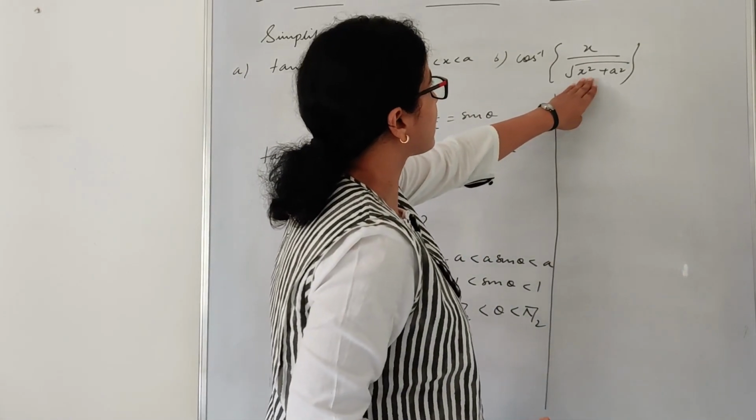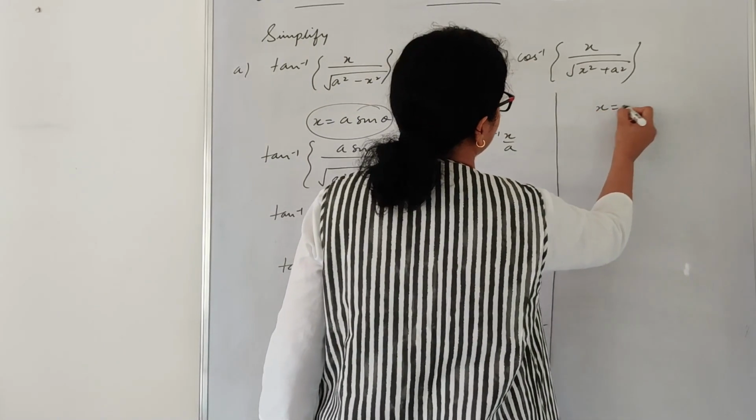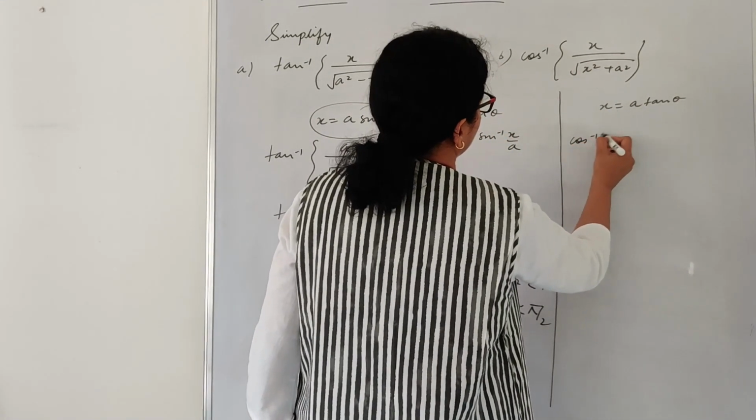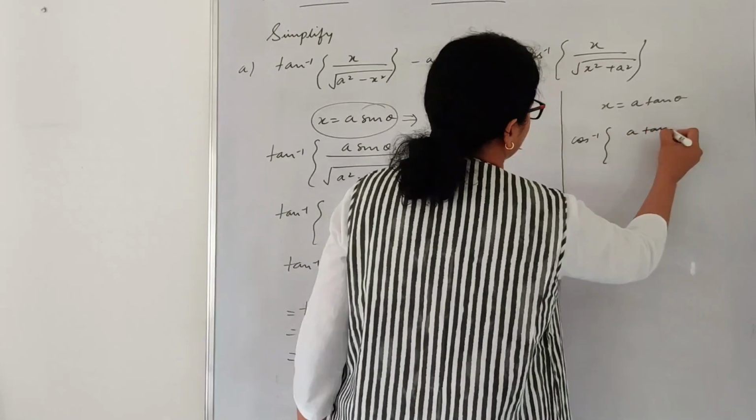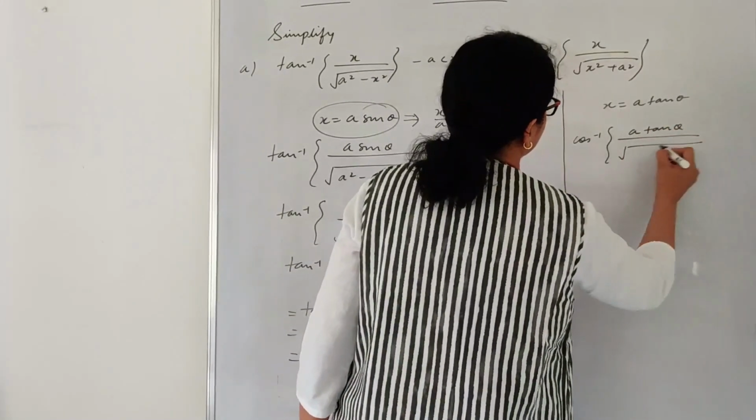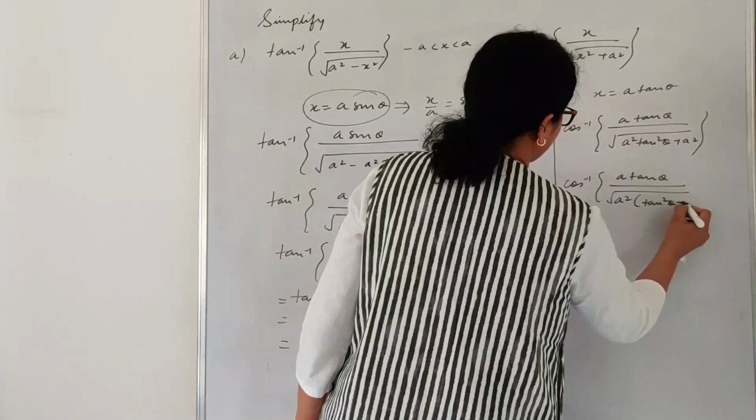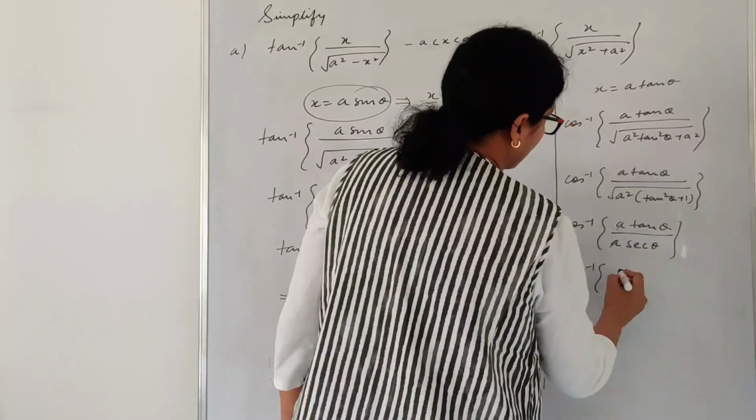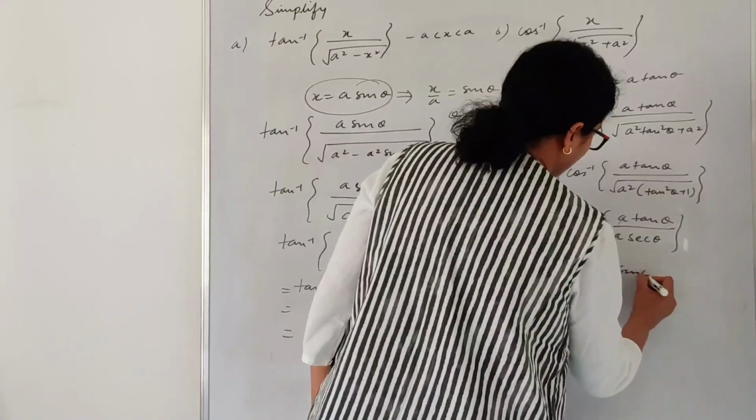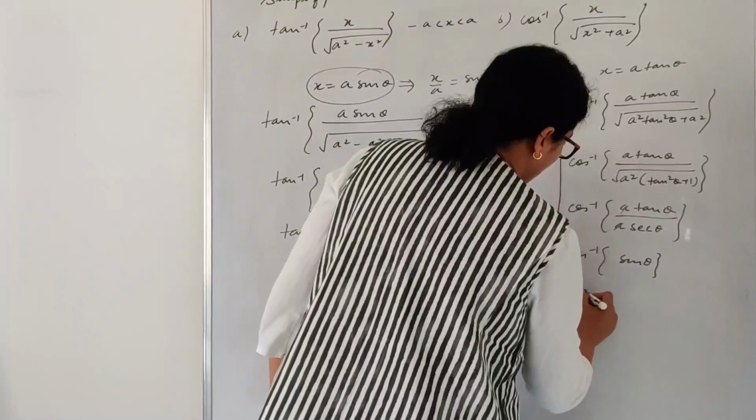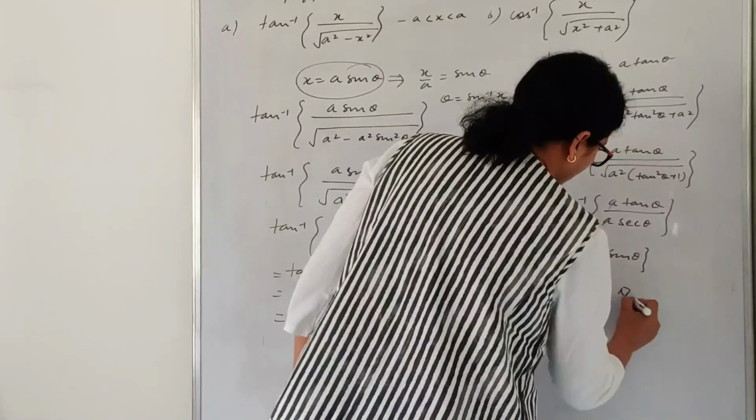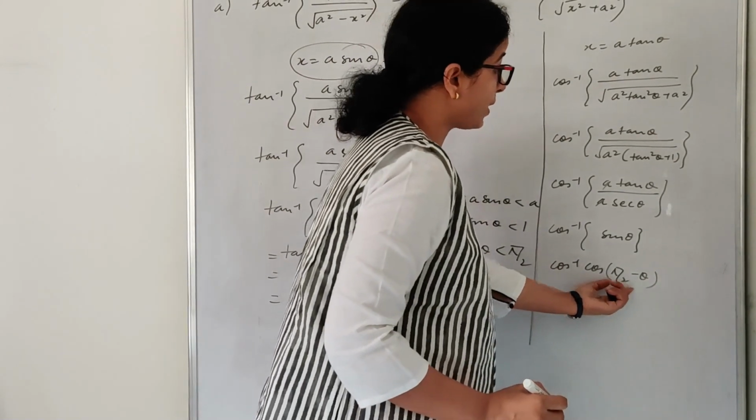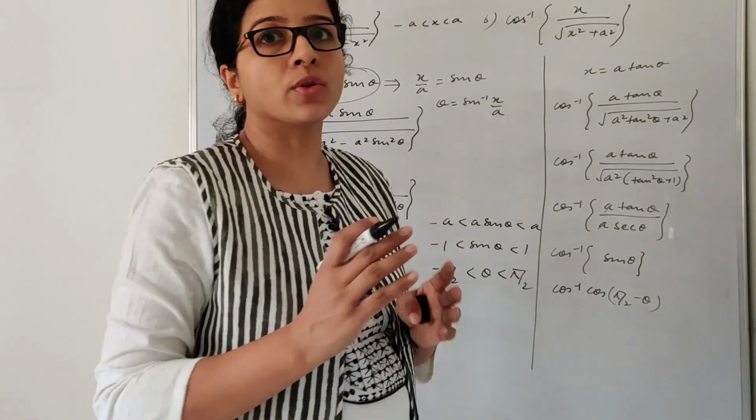Whenever it is x square plus a square, x is equal to a tan theta, right? So cos inverse of a tan theta upon under root a square times tan square theta plus 1, which is secant square theta. So now what will come? Sin theta, right? So cos inverse cos of pi by 2 minus theta, so it will be cos inverse of pi by 2 minus theta, which lies between 0 and pi.